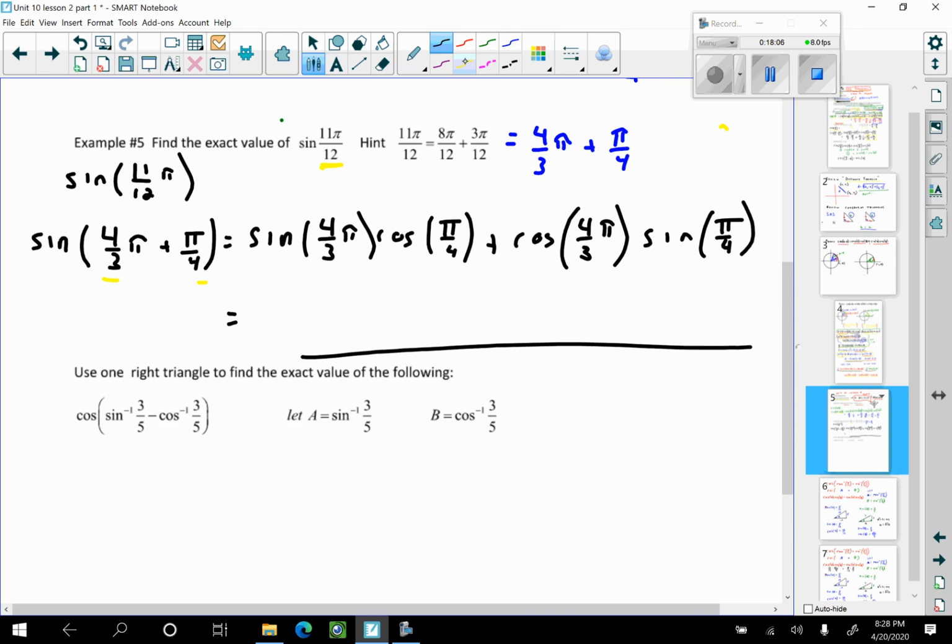We know what this value is, unit circle, this value, unit circle, this value, unit circle, this value, unit circle. And we will do problems like this on video number 3 for this week. Alrighty, well, thank you.